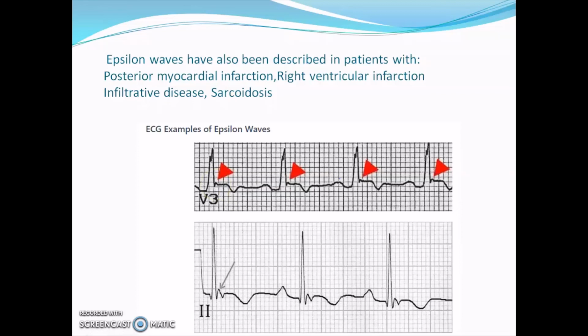Epsilon waves are mainly seen in ARVD, but they can be seen in posterior MI, RV infarction, infiltrative disease, and sarcoidosis. Mainly when there is RV involvement and RV ischemia, you can see epsilon waves.